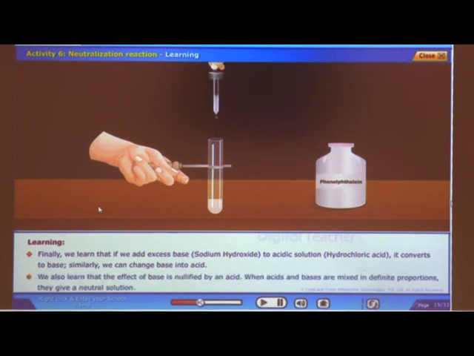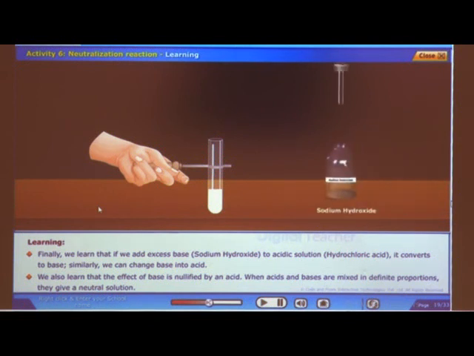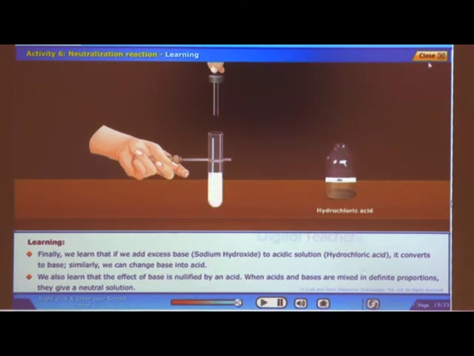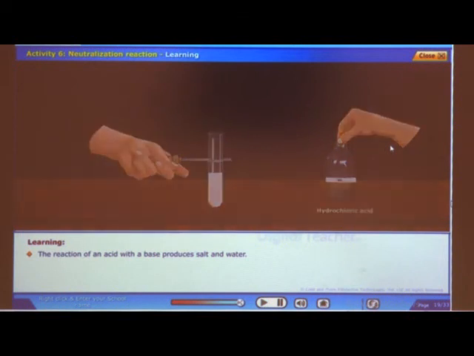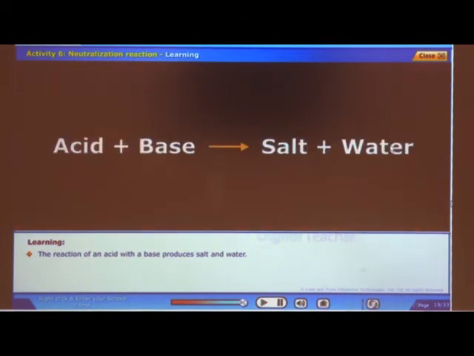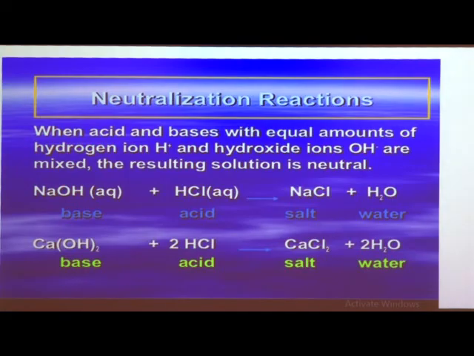We also learned that the effect of base is nullified by an acid. When acids and bases are mixed in definite proportions, they give a neutral solution. The reaction of an acid with a base produces salt and water. Okay, hope you understood exactly what it means, neutralization.